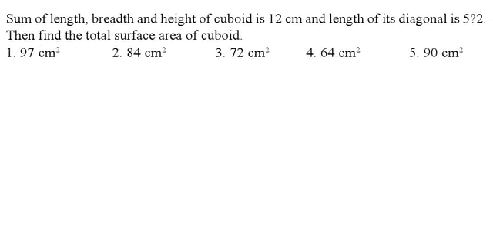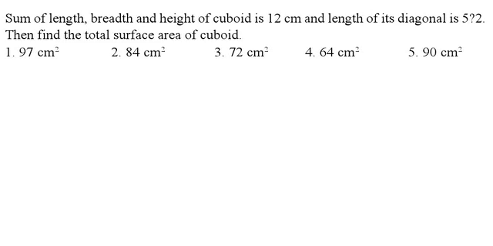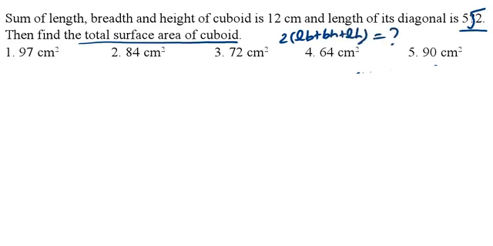The sum of the length, breadth and height of the cuboid is 12 centimeters and the length of the diagonal is 5 root 2. Then find the total surface area of cuboid. Total surface area means 2 of LB plus BH plus LH. This we need to find. That is asked in the question.